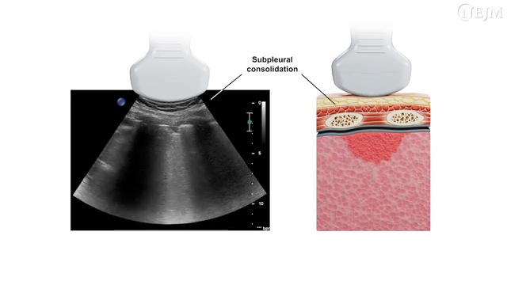The complete loss of alveolar aeration leads to the formation of tissue-like patterns called consolidations. Subpleural consolidations are hypoechoic structures that move together with the lung sliding. We will now discuss lung ultrasound in several abnormal conditions.